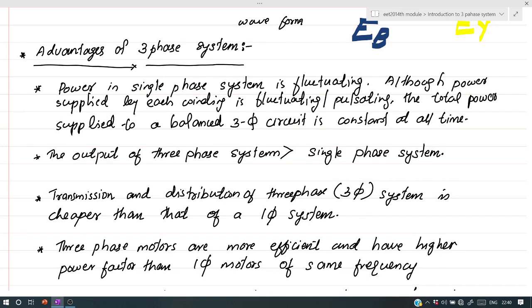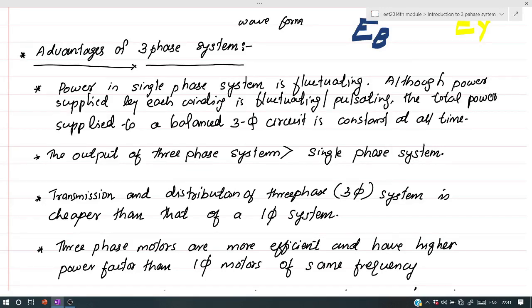Now let's see advantages of three-phase system. The first point is, in single-phase system, the instantaneous power is fluctuating in nature. However, in three-phase system, it is constant all the time. That is, although power supplied by each winding in three-phase system is fluctuating or pulsating, the total power supplied to a balanced three-phase circuit is constant at all times. Then second point is, the output of three-phase system is greater than that of single-phase system. Next point is, transmission and distribution of three-phase system is cheaper compared to single-phase system.